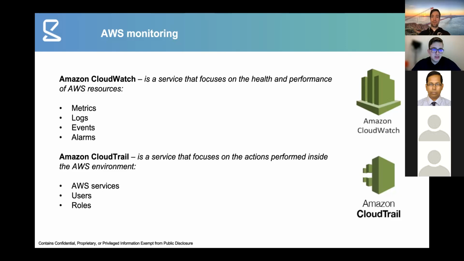And the next service that we can use, which is actually enabled by default on AWS, is AWS CloudTrail. It is a service that focuses on the actions performed inside an AWS environment, which means that it monitors how the AWS services communicate with each other.